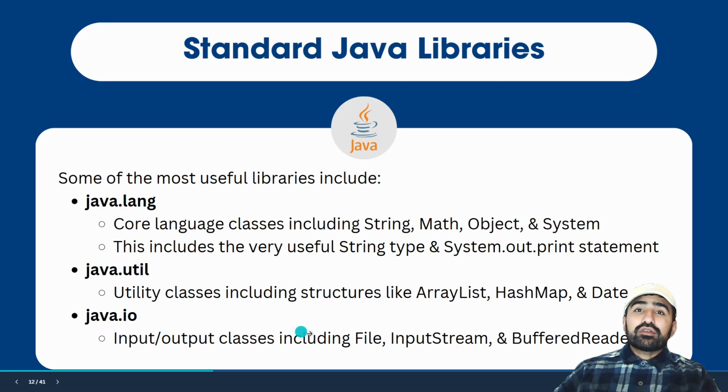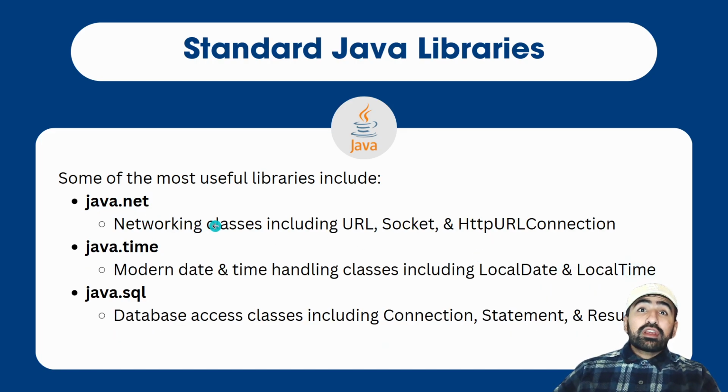Input-output classes, including File, InputStream, and BufferedReader, that's going to be part of the java.io library. So it's useful if you're reading through files or reading through input streams, special input-output that you need to do with your program. Networking classes, so that's going to be the java.net library. So that's going to include URL, Socket, and HttpURLConnection classes. So that's if you're making requests, for example, or if you're doing real-time data streaming.